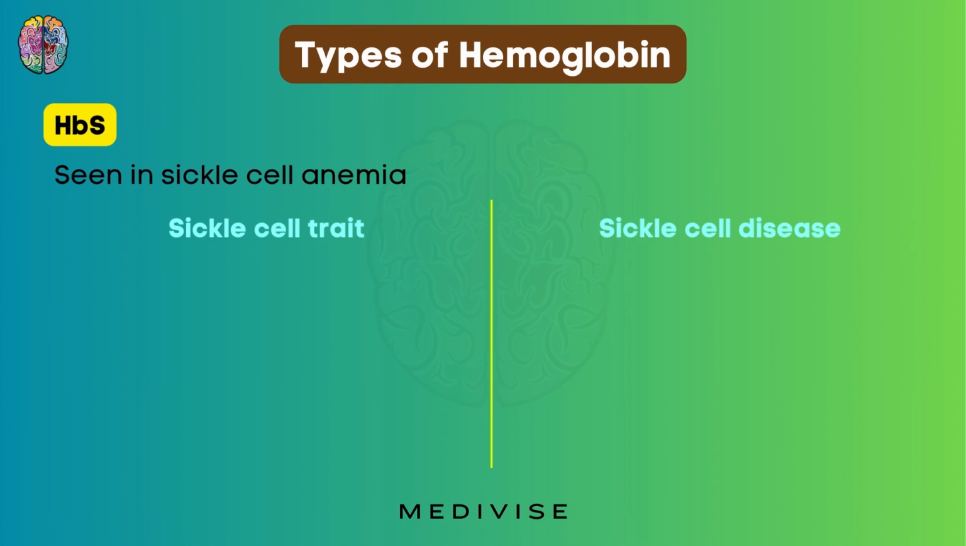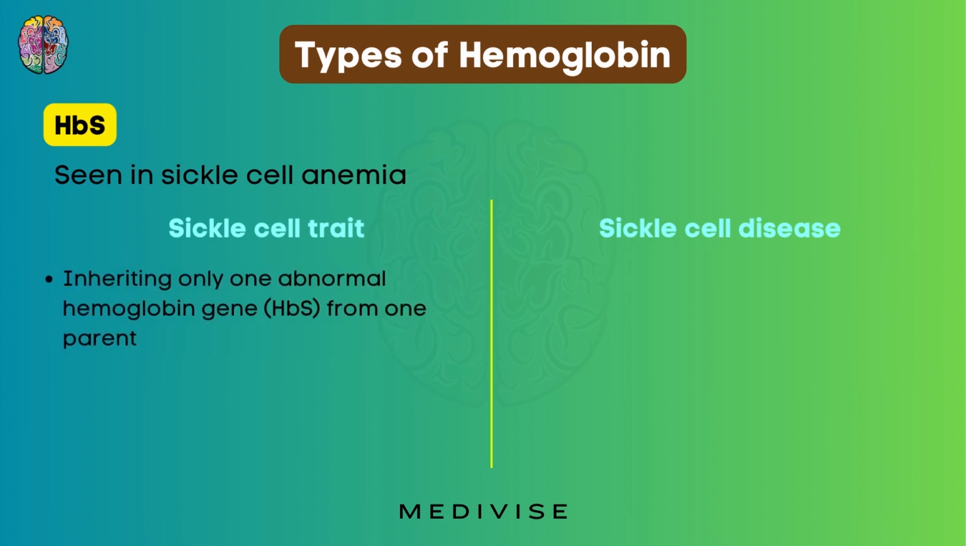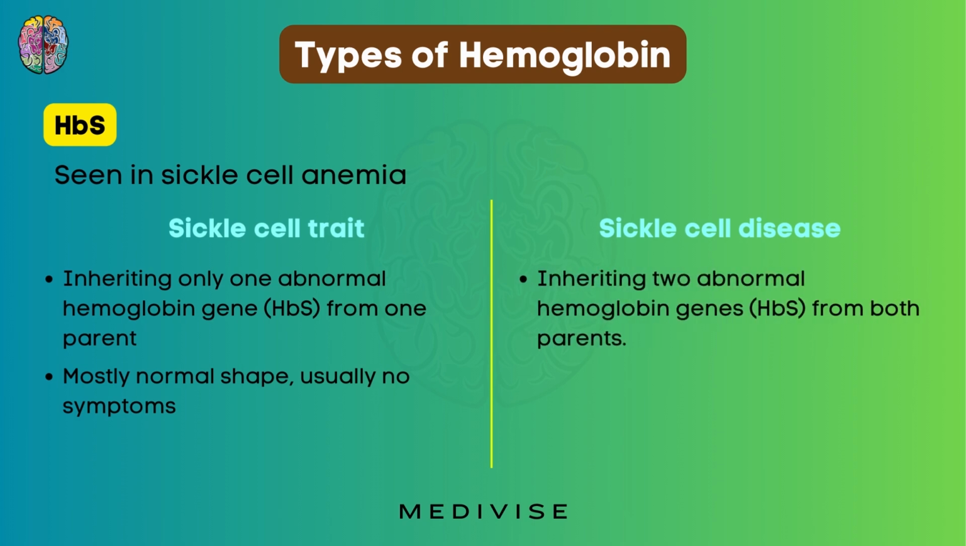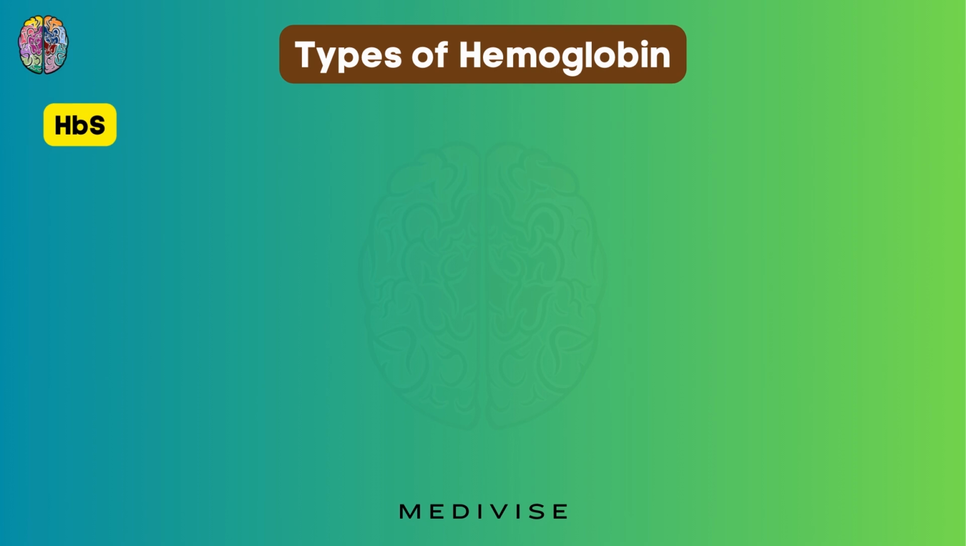Sickle cell trait is when a person inherits only one abnormal hemoglobin gene from one parent. Here the shape of the RBC is usually normal and the person does not have a lot of symptoms. But in sickle cell disease, the person inherits abnormal genes from both parents. So obviously the disease is going to be more severe and most of the RBCs are going to be shaped like a sickle. Let's see exactly what happens in this disease.